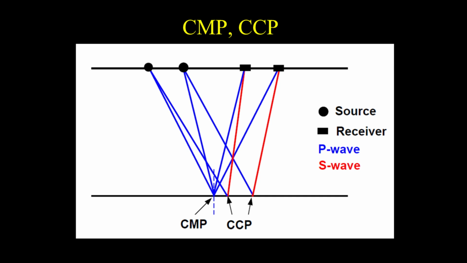For a PS reflection, this symmetry no longer exists, as we can see here. The midpoint is no longer the reflection point. In this case, the reflection point, known as the conversion point, or CCP, varies in a quite complicated way with the elastic properties of rock formations, in particular, the VP-VS ratio.